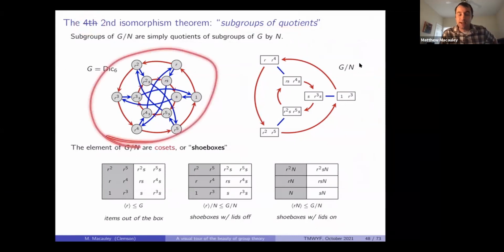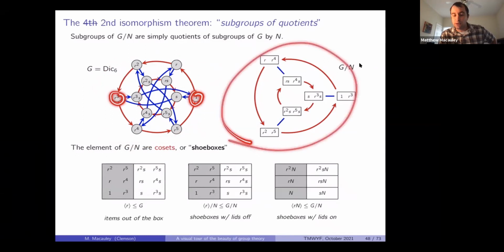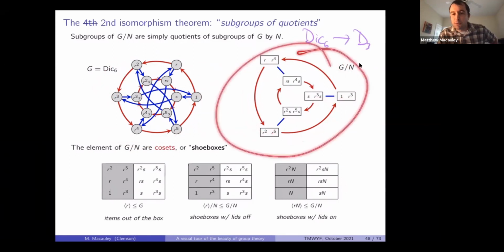Here's the dicyclic group. Again, I love this group. Here's the center. This group is normal. Here's the quotient by it. You can see there's the quotient. This is the map from the dicyclic group to the dihedral group, the symmetries of the triangle right here. Now the elements in here, I call them shoeboxes. They're cosets. We know what the subgroups of these are.